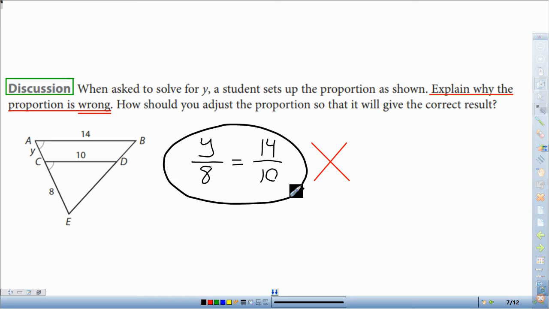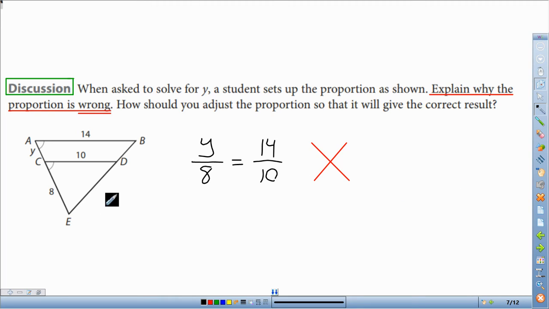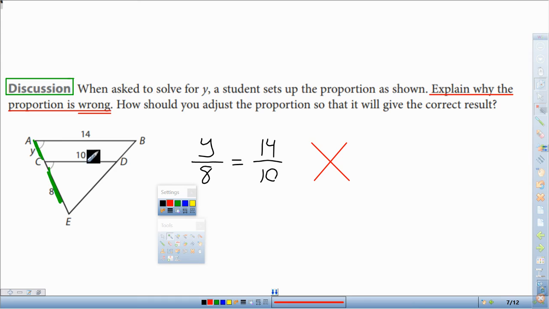So this right here is wrong. Okay, and let's just point out what's going on here. Here's what the person did. They said, okay, I'm going to make a ratio of y over 8 and set it equal to 14 over 10. That's what they did here. Here's a part that is right about this: 14 over 10, yeah, those are corresponding sides. This ratio right here is wonderful.